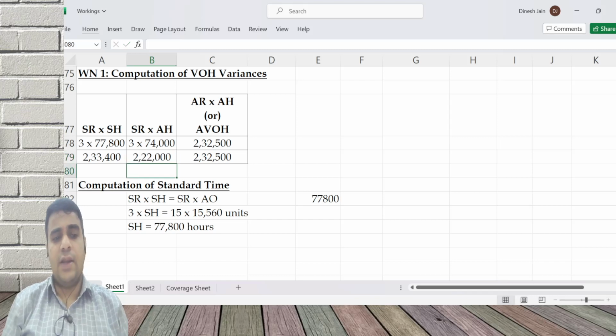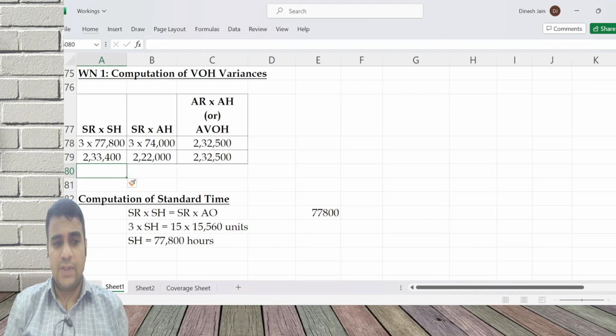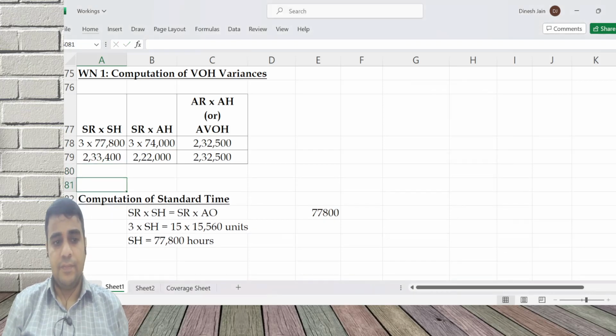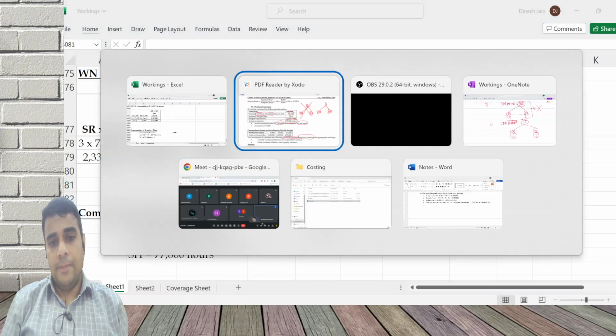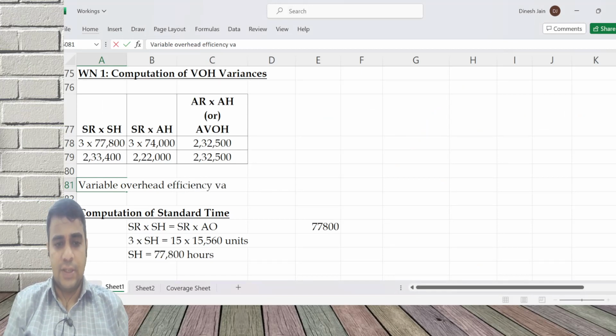We will answer whatever variances are asked in the question, not all. I'm not going to do all variances from now onwards. Let's just focus on what is asked in the question. Any doubts on SH computation? Okay. Variable overhead efficiency variance, whatever is asked in the question.